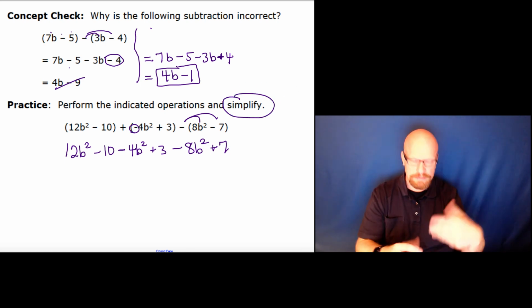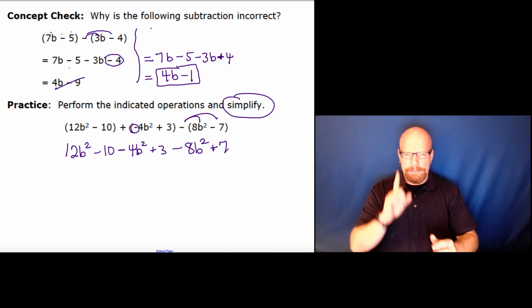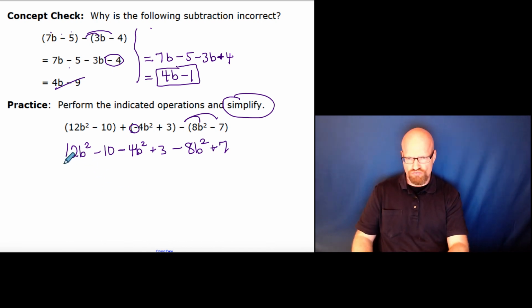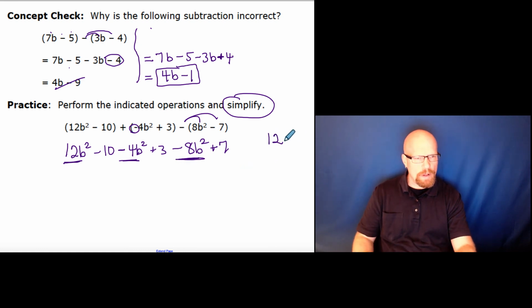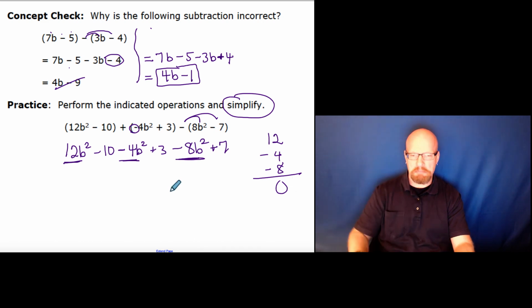Simplify. I sign it like this, where I go from a larger to a smaller. Wait a minute. Huh. 12 minus 4 minus 8 is 0. Okay, they're all gone. Good.